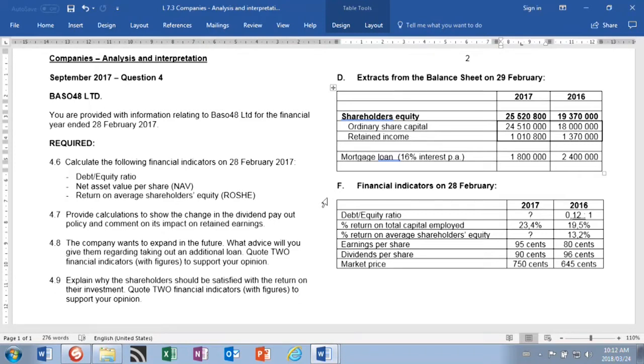for analysis and interpretation. Okay, the first thing for this, you must know your formulas. You must know your old formulas from grade 11. You must know the new ones. There's only a few new ones. Earnings per share, dividends per share, net asset value. I'm only going to say a few things on each of them, and then we are going to do a few calculations.